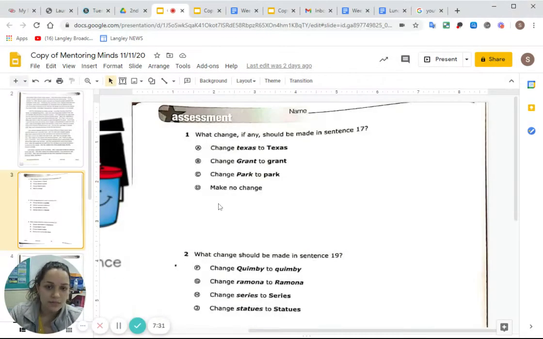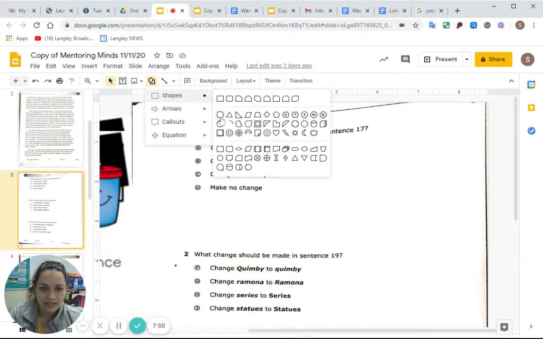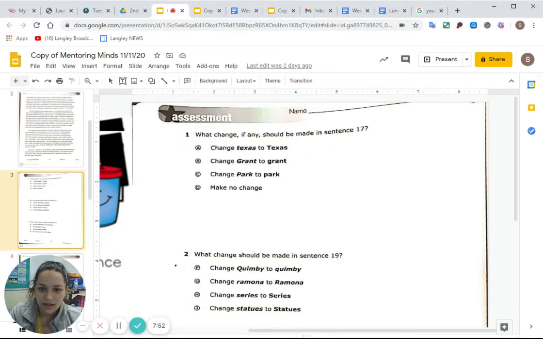All right, guys, so this might be more of a tricky part, all right? So we just read a pretty long passage, but we're focusing on editing for this passage. So hopefully that will be an easier one for us to work with, okay? So let's work with question 1. What change, if any, should be made in sentence 17?